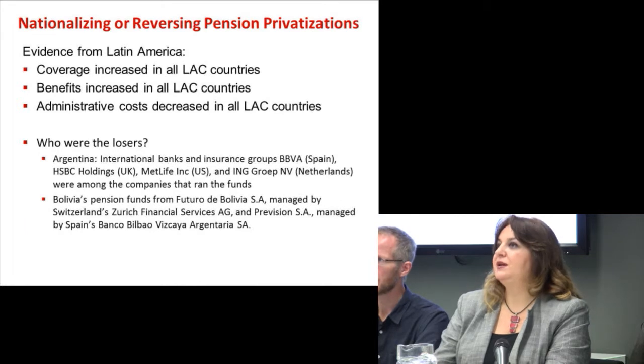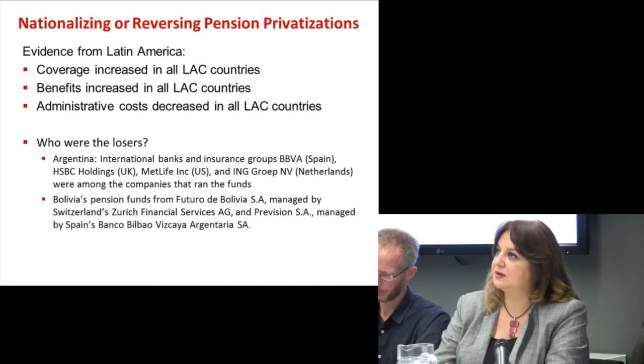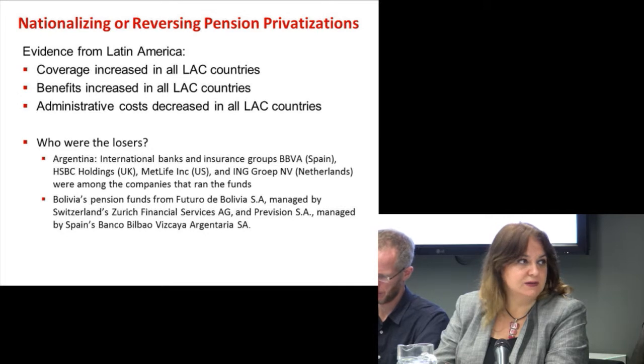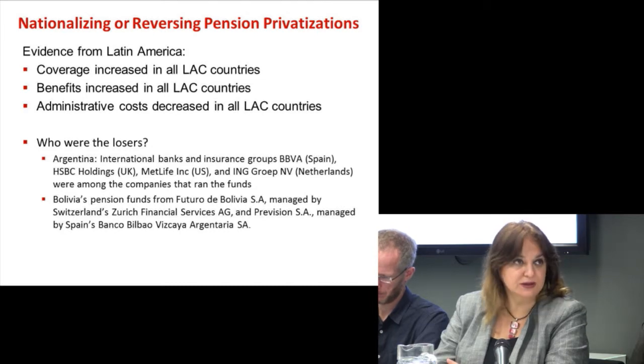More could be explained here, but in Latin America the evidence is really all positive. Coverage has increased in the 3 Latin American countries. Benefits have increased, and the administrative cost decreased. But more needs to be researched here, and it's a very important topic to keep exploring.